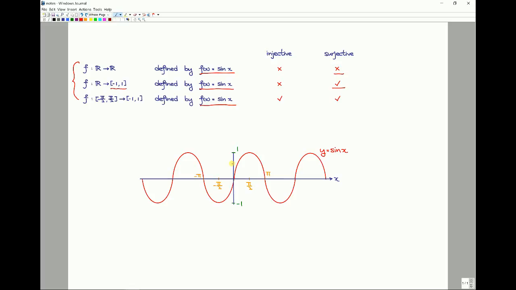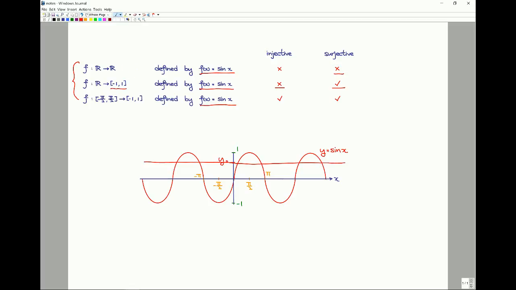However, if you try to pick a y0 which is less than 1 but bigger than -1, you will see y0 lies in the codomain. And if you try to draw a horizontal line here, you will see that there are infinitely many intersections with the graph of sin x. So it just tells you that the function is not injective.